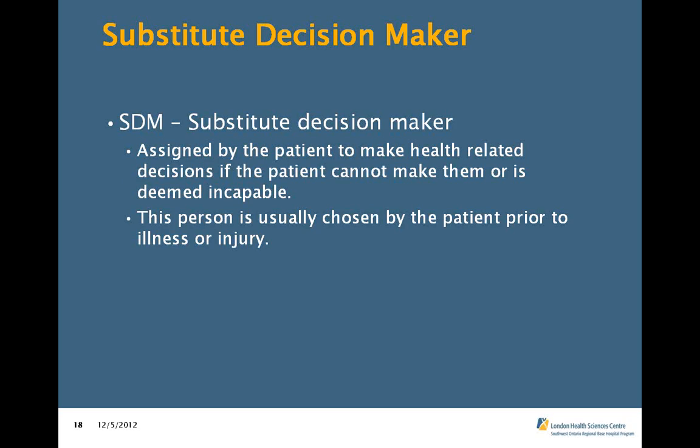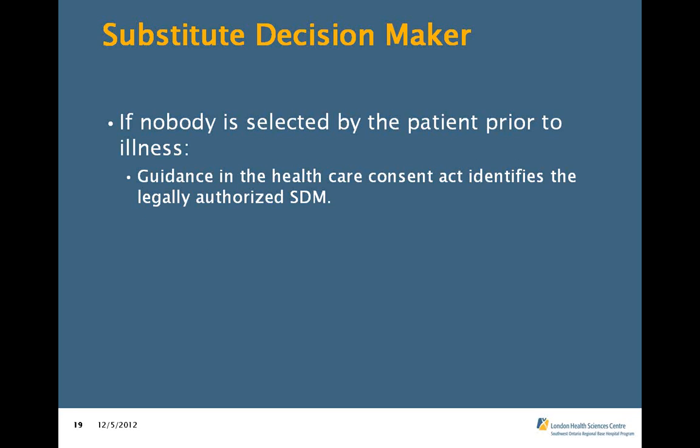So who is a substitute decision maker? This person is assigned by the patient to make the health-related decisions if the patient cannot make them for themselves, or if they are incapable. The person is usually chosen prior to the patient experiencing illness or injury. Now, is this the power of attorney or is this the power of personal care? Because now you have both. It's two separate things. There's a power of attorney and there's a substitute decision maker. So this is kind of its own entity.